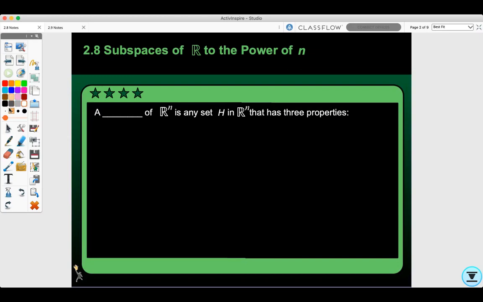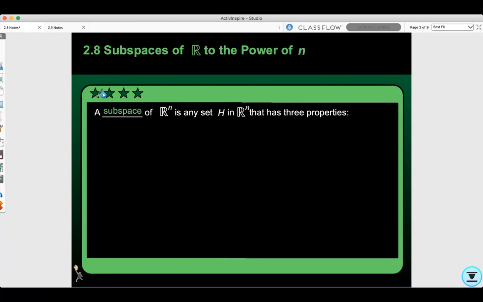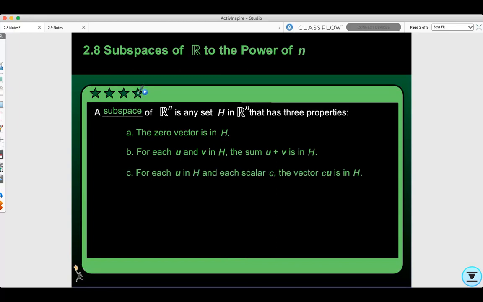Today we're going to do 2.8, subspaces of R to the power of n. A subspace of Rn is any set H in Rn that has three properties. The zero vector is in H. For each u and v in H, the sum u plus v is in H. And for each u in H and each scalar c, the vector cu is in H.